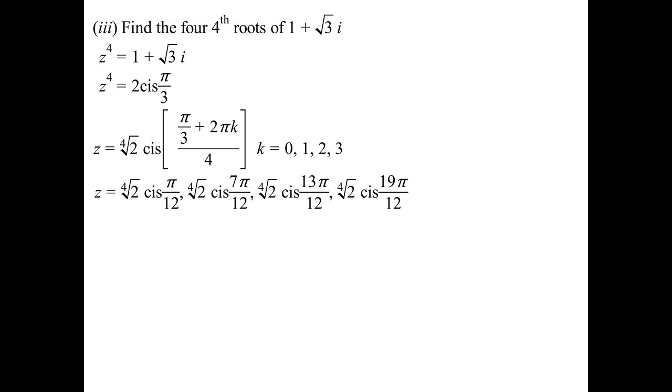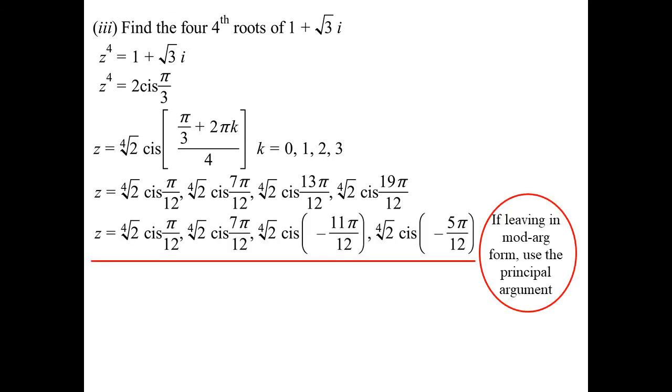I suppose we could calculate the exact value by playing with sum and difference of angles if we really wanted to, but I don't want to. So leave it in mod-arg form for this one. Oh, use the principal argument. The principal argument is when it's between minus π and π, the way we've defined it.